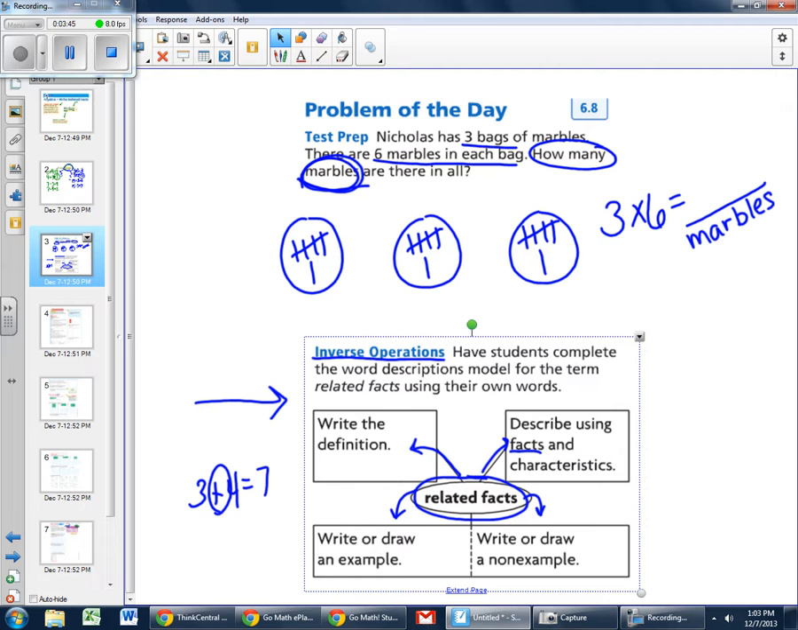Okay? Go ahead and pause the video and complete the problem of the day, and then choose to do this probably at the end would make more sense. So go ahead and pause, do problem of the day, and then continue on.